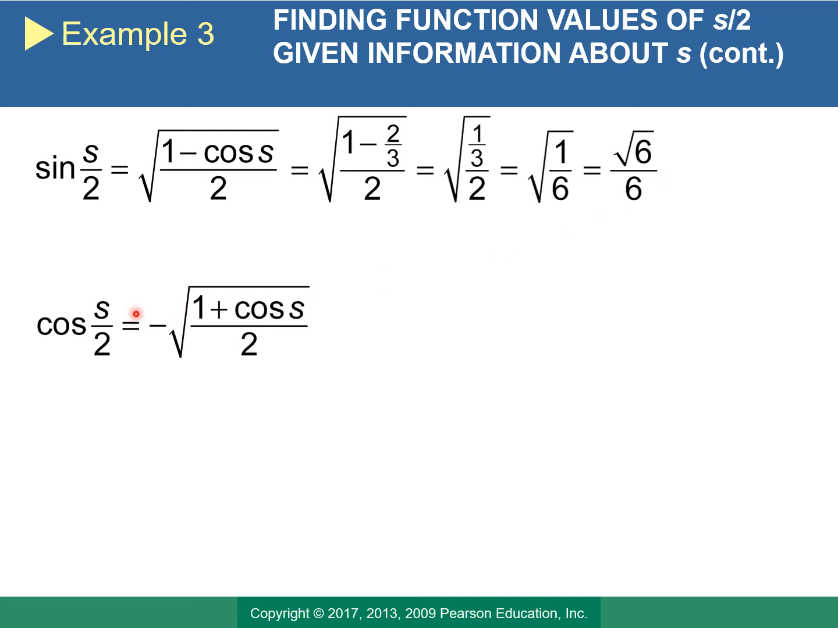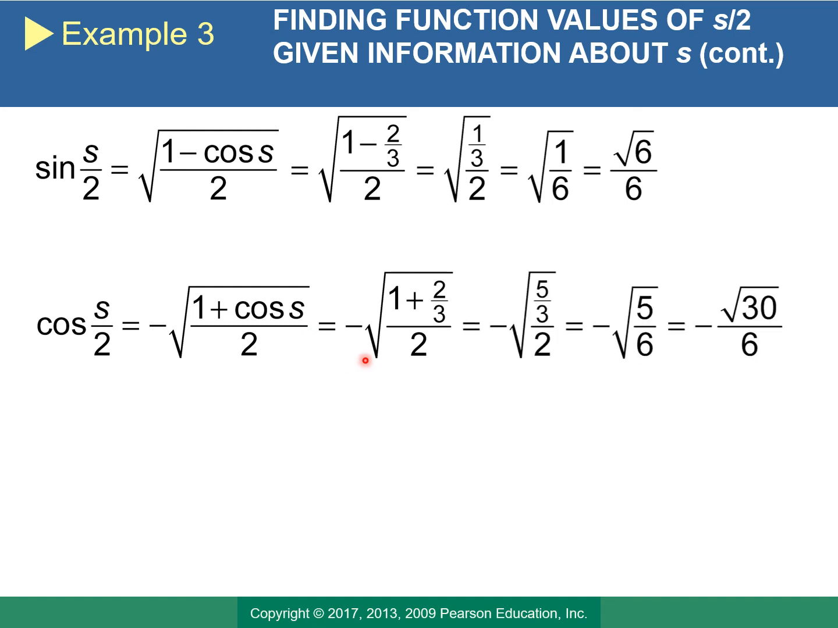Okay, let's try to find cosine s over 2, cosine of half of s. We already figured out it should be negative. And same thing like we just did, we already were given cosine s, so fill that in, and then simplify, just like we did on the last one. We end up with, after rationalizing, negative root 30 on top over 6.